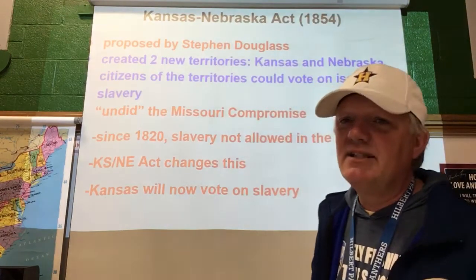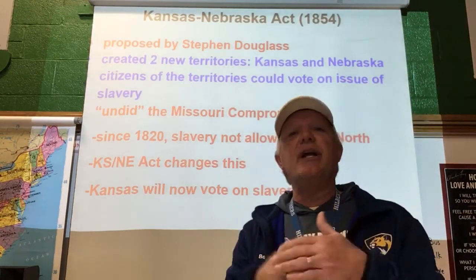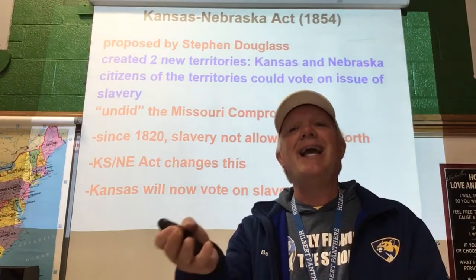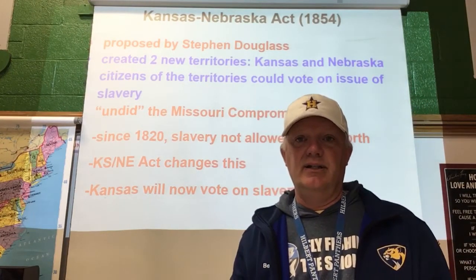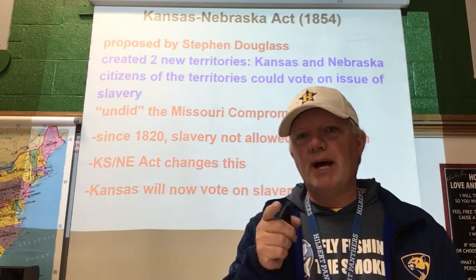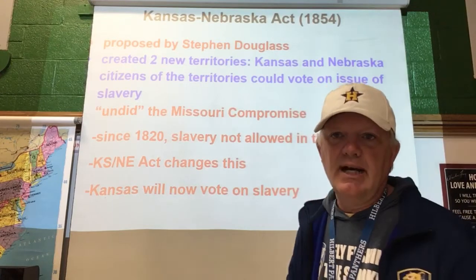And according to the Kansas-Nebraska Act, you take the territory and you divide it into two territories, the Nebraska territory and the Kansas territory. The people who lived in those territories would be able to use popular sovereignty and vote on the issue of slavery.